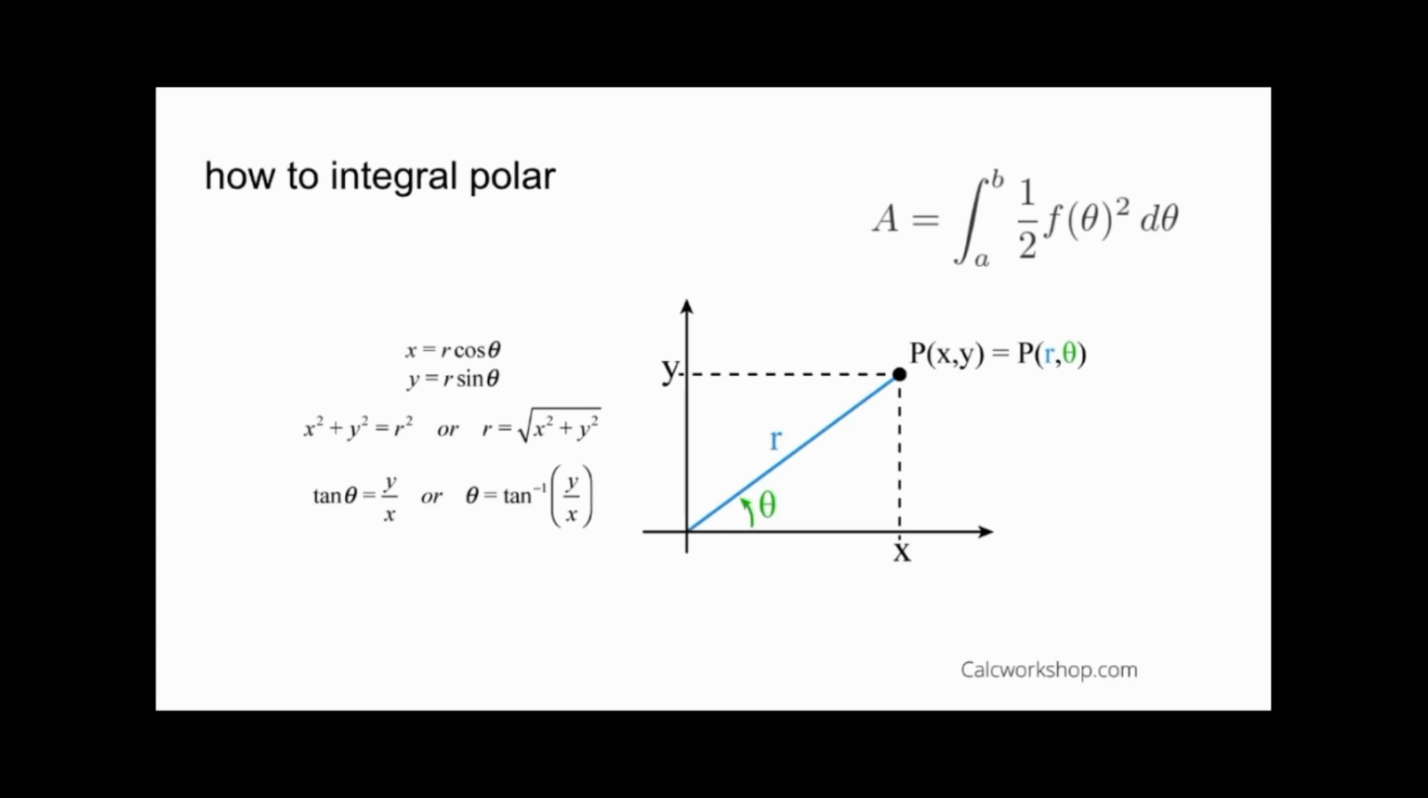As everyone knows, x is equal to r cosine theta, and y is equal to r sine theta. And magnitude is equal to the square root of x squared plus y squared. And if you want to find the angle, it's tangent theta equals y over x. And to find the angle theta, it's tan inverse of y over x. Yeah, that's how you graph it.